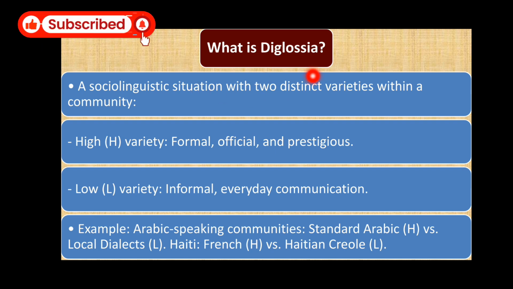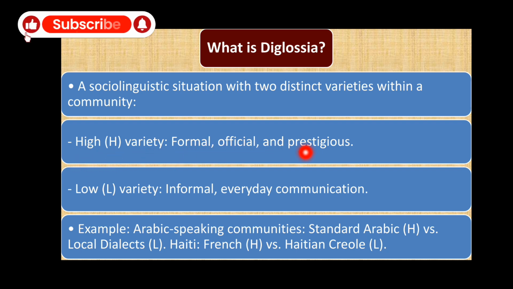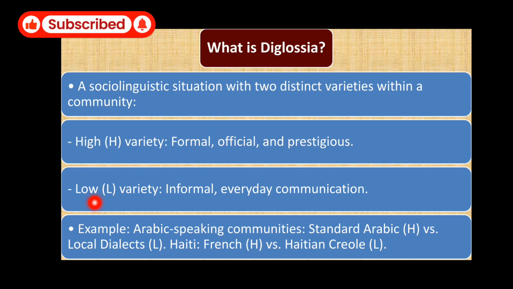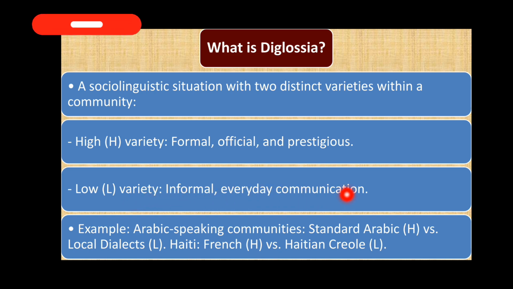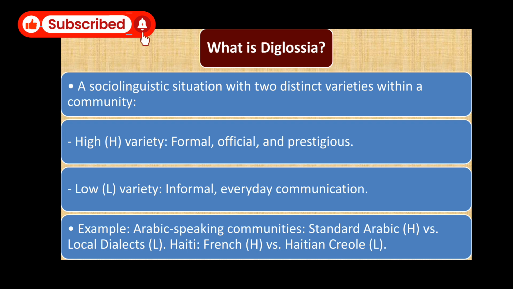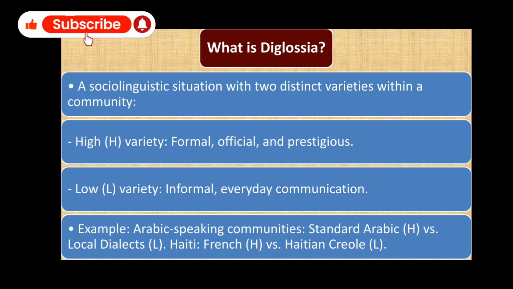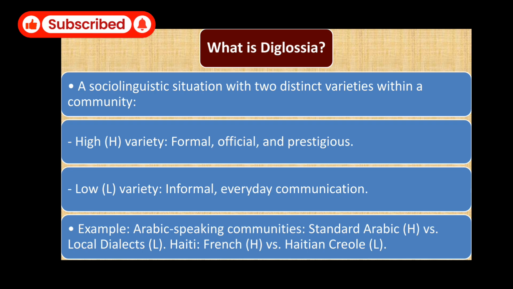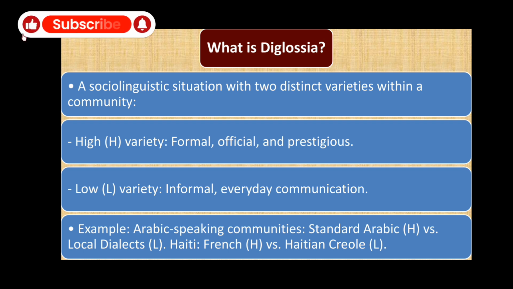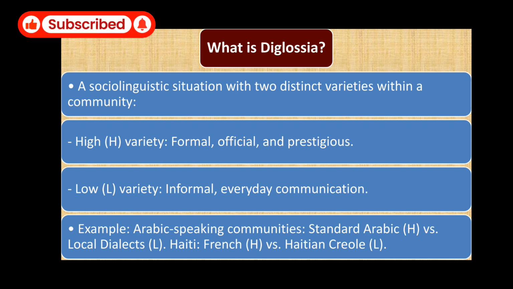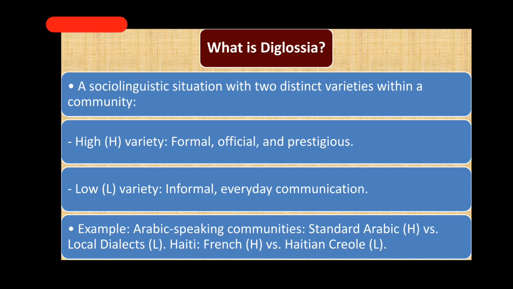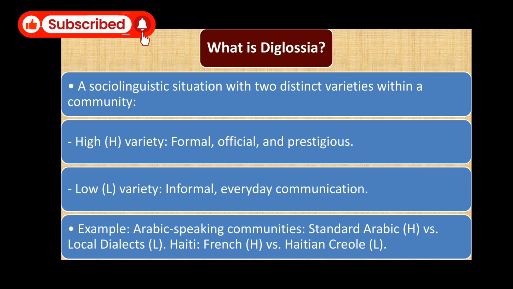Now, what is diglossia? A sociolinguistic situation with two distinct varieties within a community. High variety, as I told, will be formal, official, and prestigious. Low variety will be informal, everyday communication. Example, Arabic speaking communities like standard Arabic, high variety, versus local dialect, low variety. In Haiti, French will be high variety, while Haitian Creole will be low variety.